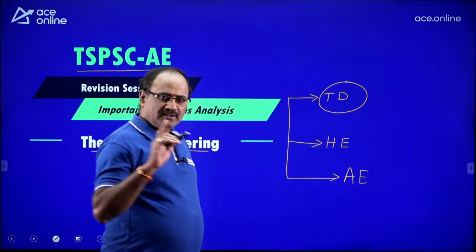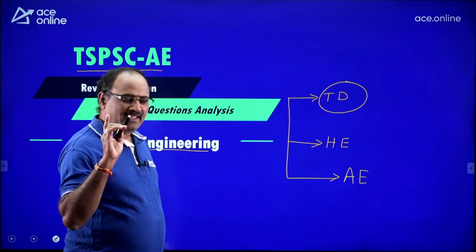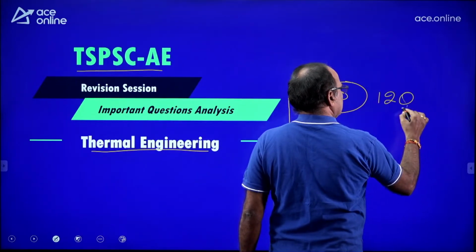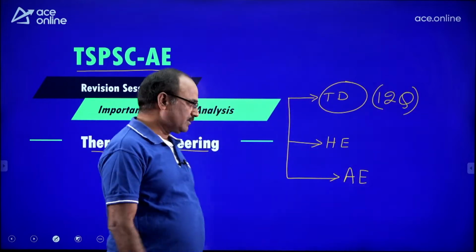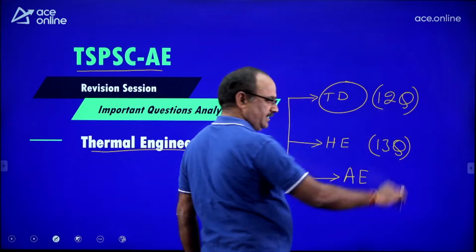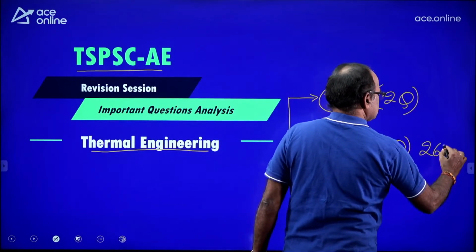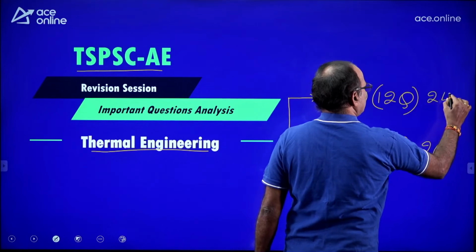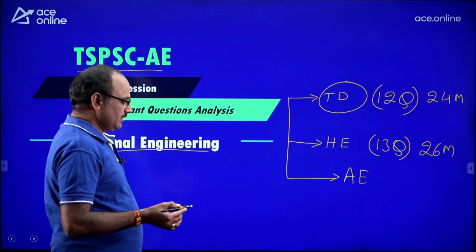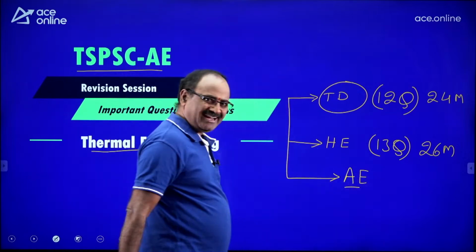Okay? So in the year 2015, the TSPSC AE exam paper contains 12 questions from thermodynamics, that means 24 marks, and 13 questions from heat engines. 13 questions means 26 marks. 12 questions means 24 marks. After completion of our schedule today, you will have the important question section for automobile engineering at 8:20.